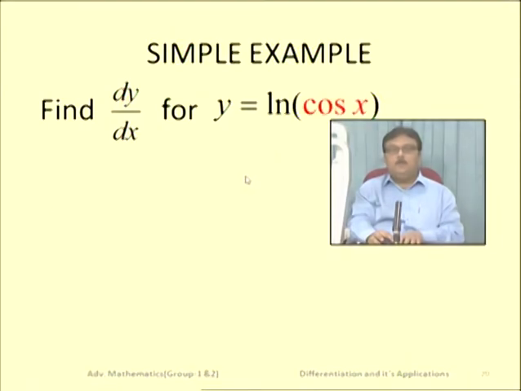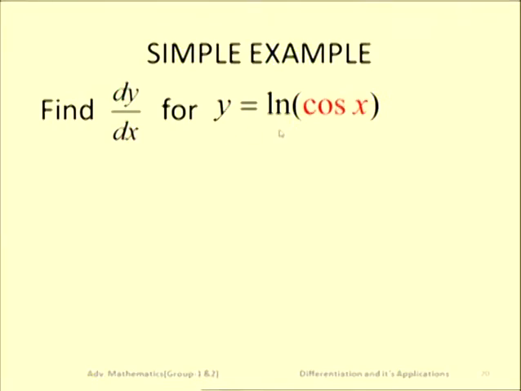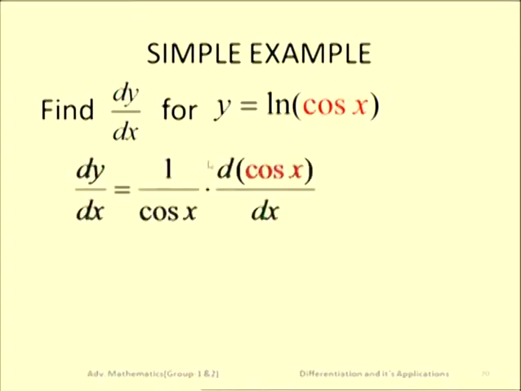Let us have one more example. Find the derivative of y with respect to x for y is equal to log cos x. This is also a standard function, log x, and here in place of x we have cos x. The derivative of log x with respect to x is 1 upon x, but in place of x we have cos x. So we replace x on the right hand side by cos x to get the outside function derivative. So it is 1 upon cos x into the derivative of cos x with respect to x, since we have replaced x by cos x. The derivative of cos x is minus sin x. So 1 upon cos x into minus sin x.